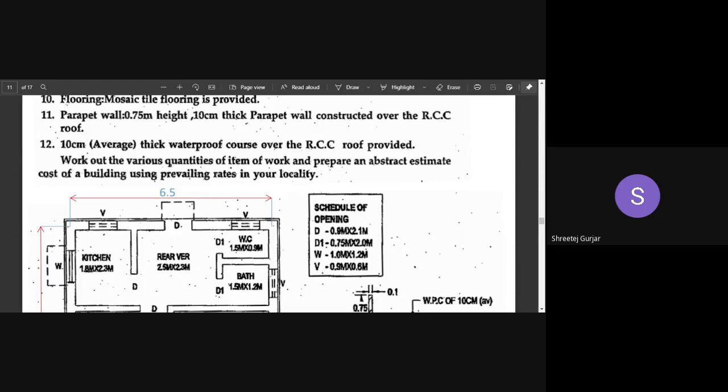But in this example we will work out all the quantities of items of work. After we do that, the second part of my detailed estimate will be to prepare an abstract of the estimate and to get the cost of the building. The rates we will be using are the rates in our locality. So that is the problem statement.